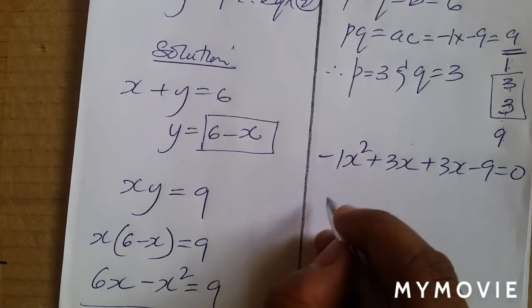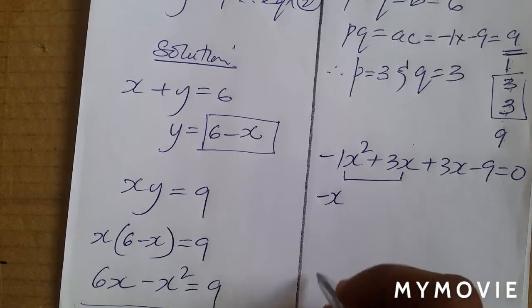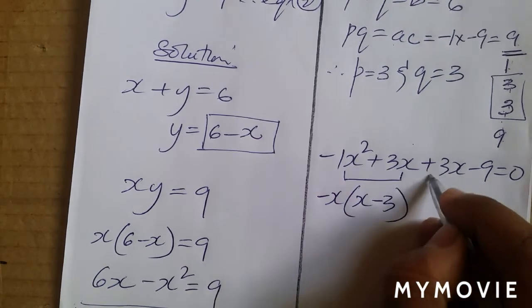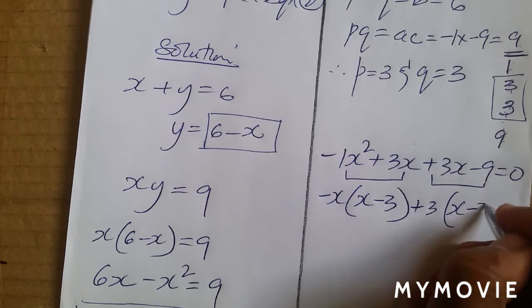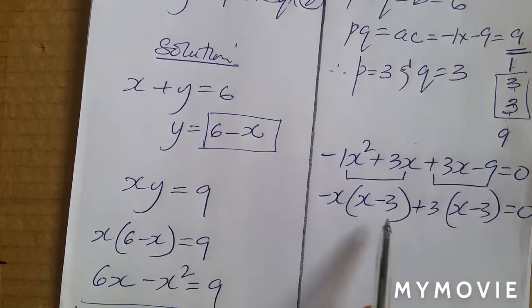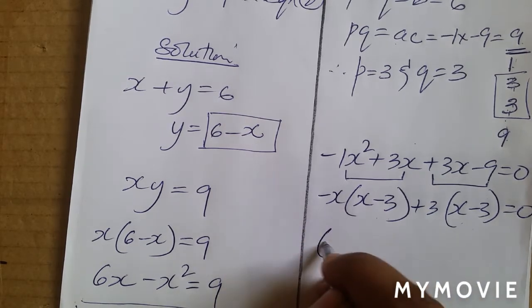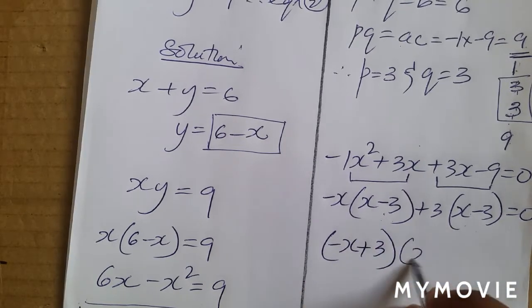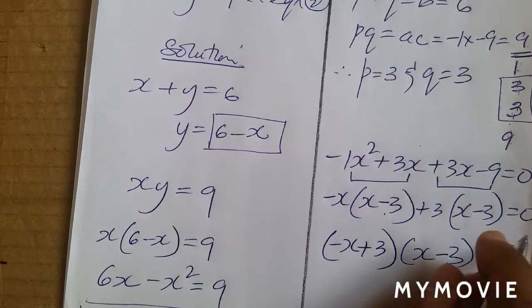So now I'm factorizing by grouping. Taking out minus x from the first two terms gives x minus 3, and I'm going to take out 3 from the last two terms, which gives x minus 3. I know I'm on the right track because I have the same thing in both brackets. So in one bracket I have minus x plus 3, and in the other bracket I have x minus 3, which is equal to 0.